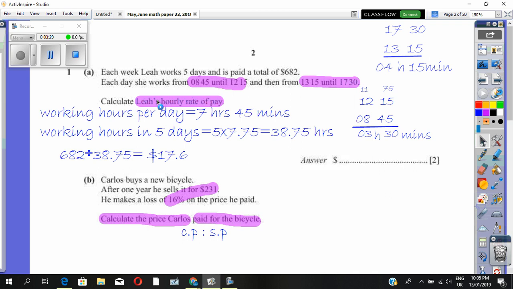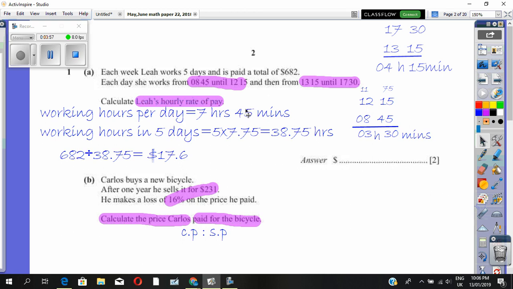Now we're supposed to add up the time. 4 hours and 15 minutes and 3 hours 30 minutes gives us 7 hours and 45 minutes. Same here, 4 hours and 3 hours gives us 7 hours, and 15 minutes plus 30 minutes is 45 minutes. This time is basically per day. For 5 days we're supposed to multiply by 5.